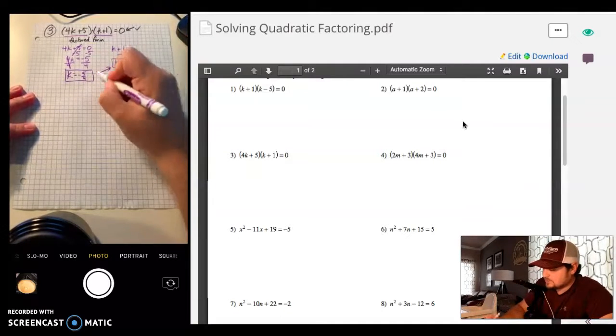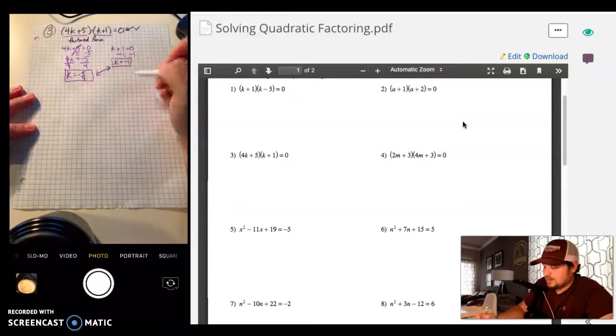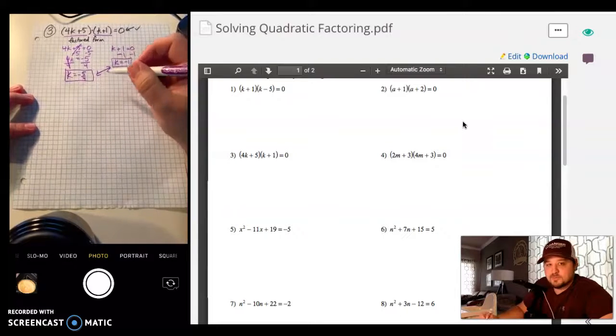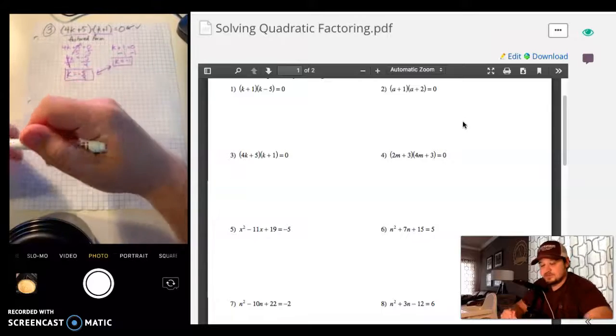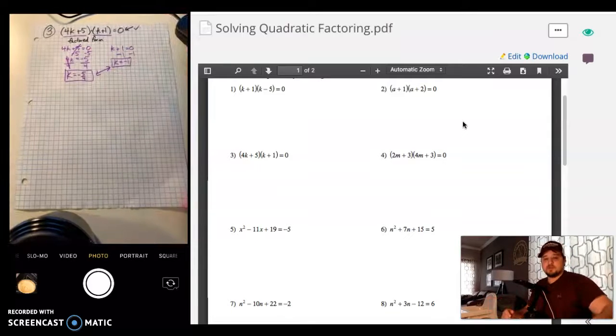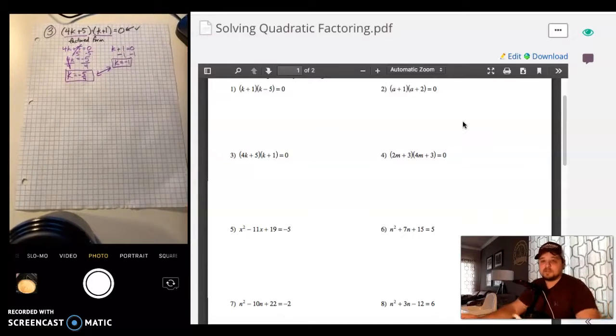So I've got two answers, negative 5 over 4 and negative 1. Both of those will make this problem equal 0. Okay, so let's do another question. This one is going to be just a little bit more difficult.